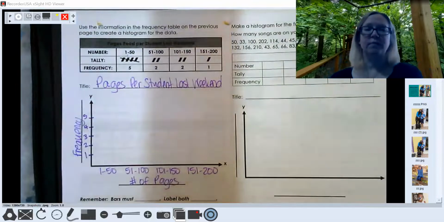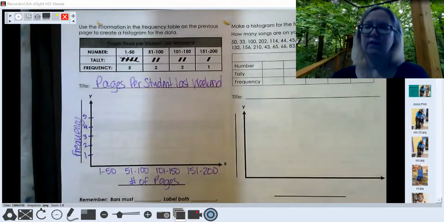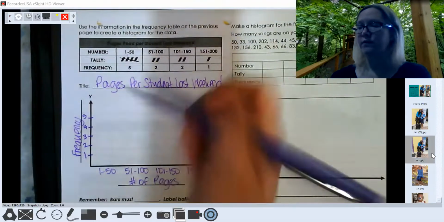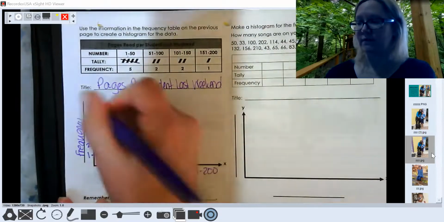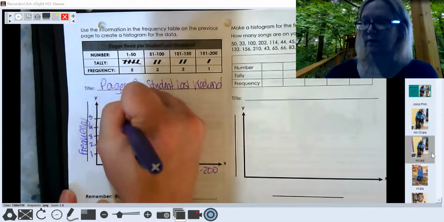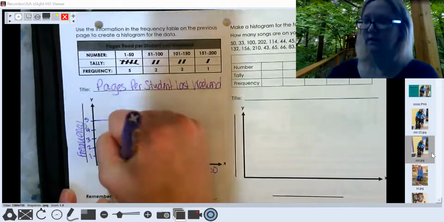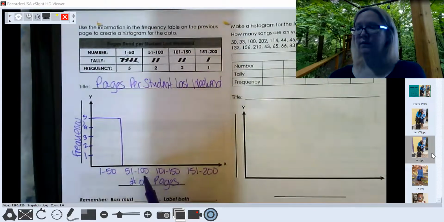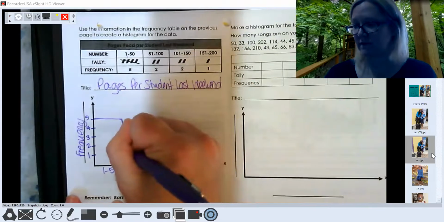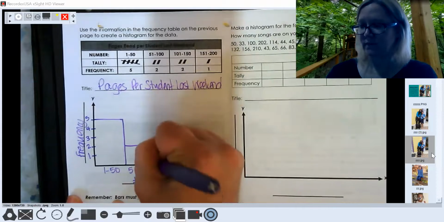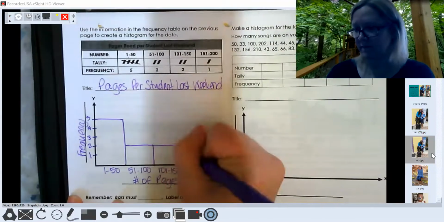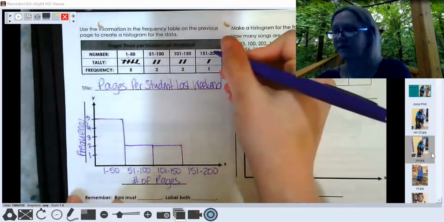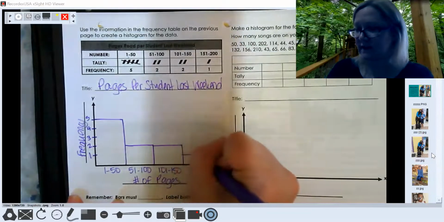And then I'm going to draw bars for each interval. So for 1 through 50, it shows us that the frequency was 5. So for 1 through 50, I'm going to draw a bar up to 5. Okay. For 51 to 100, I had a frequency of 2. 101 to 150 is also 2. And then 151 to 200 is at 1.